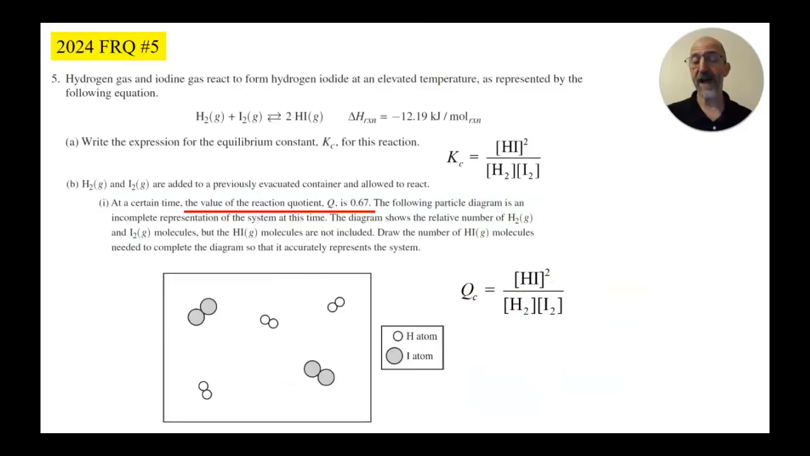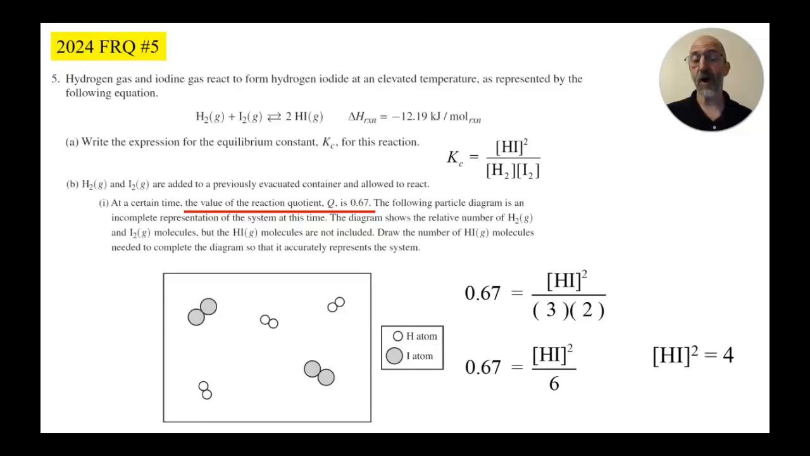Well, the value of the reaction quotient is 0.67, which is equal to the concentration of HI squared, which we don't know what that number is yet, divided by the concentration of hydrogen, which is 3 in this case, and then the concentration of iodine, which is 2. So let's go ahead and complete the math. 3 times 2 is 6. So now I have concentration of HI squared divided by 6 is equal to the reaction quotient, which is 0.67. So now I'm going to go ahead and multiply both sides by 6. And when I do that, I get 4.